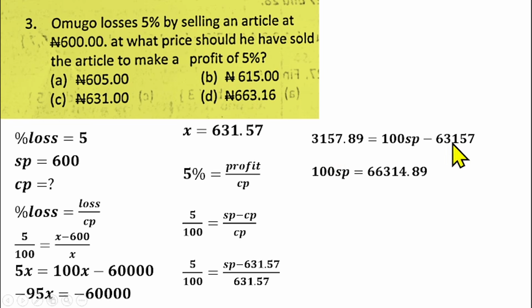So we have 3,157.87 plus 63,157, which is going to give us this. Like that, you can divide both sides by 100, and that should give us 663 naira 15 kobo, which is equivalent to option D for question number 3.